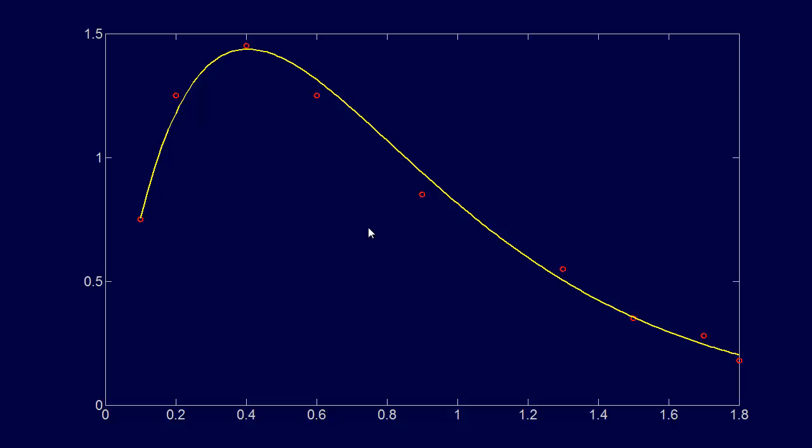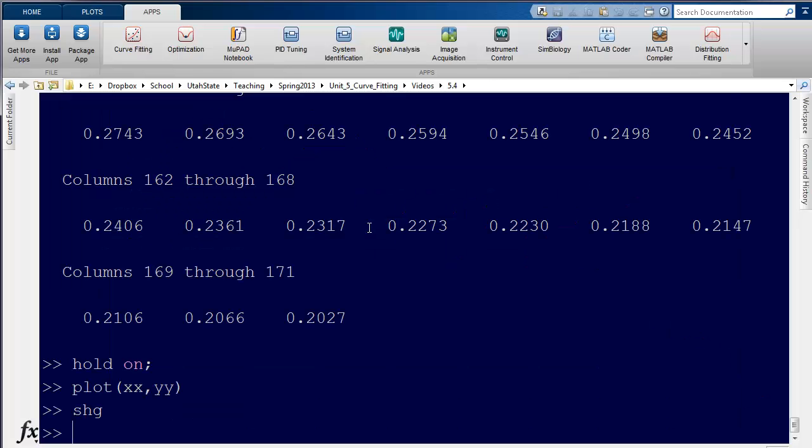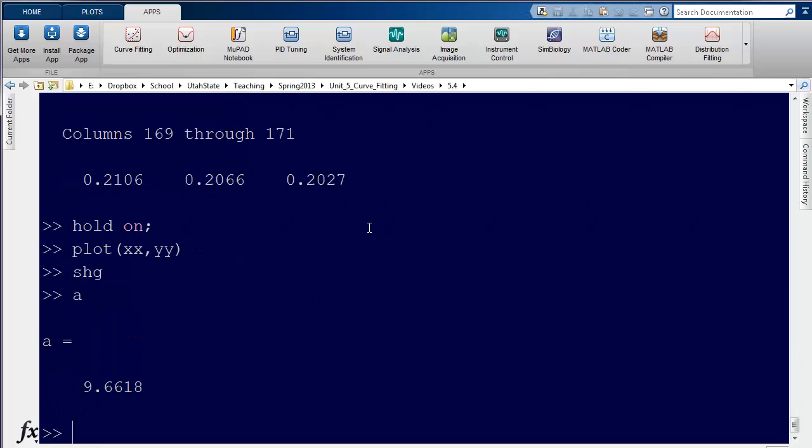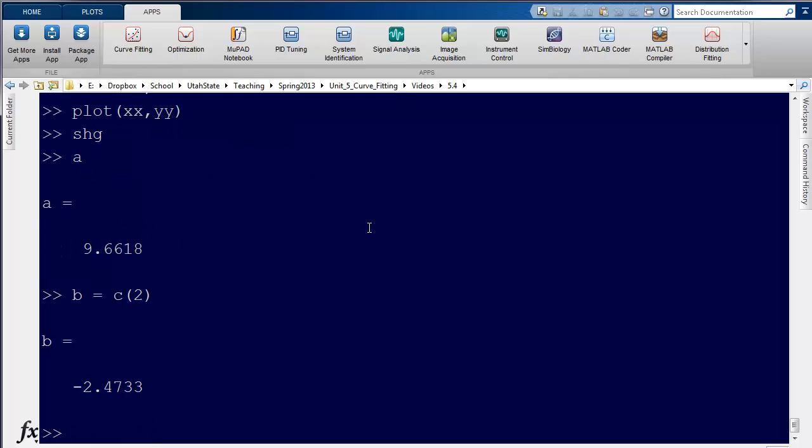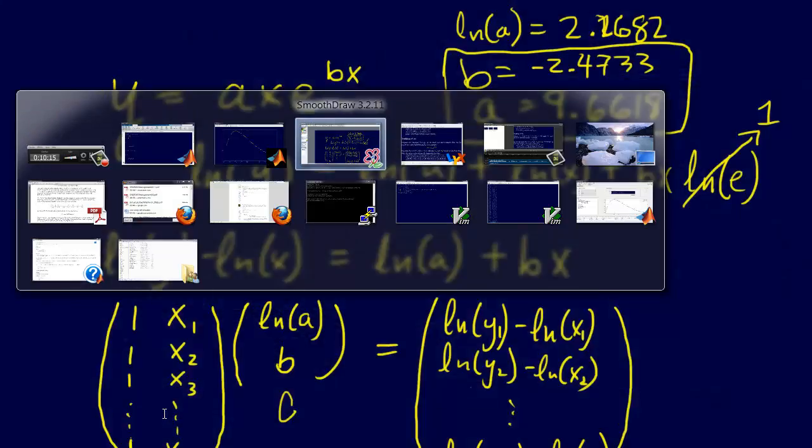I mean, it looks like we've done it right. We've got approximately the right values. We can actually go ahead and compare these if you want. So we had our a, and our b was c2. So we had 9.66 and minus 2.47.